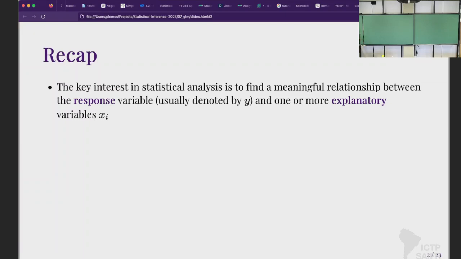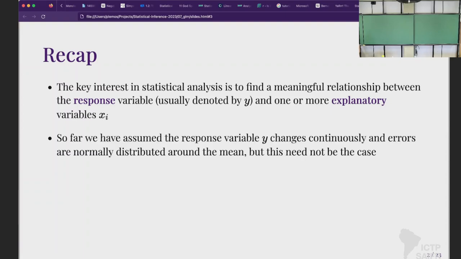Okay, so we want to find some meaningful relationship between our response variable and our explanatory variables, and we want to do that either to make inferences about our system or to make predictions. And so far, we have assumed that the response variable y changes continuously, and our error structure means that our errors are normally distributed around the mean, but this is not always the case.